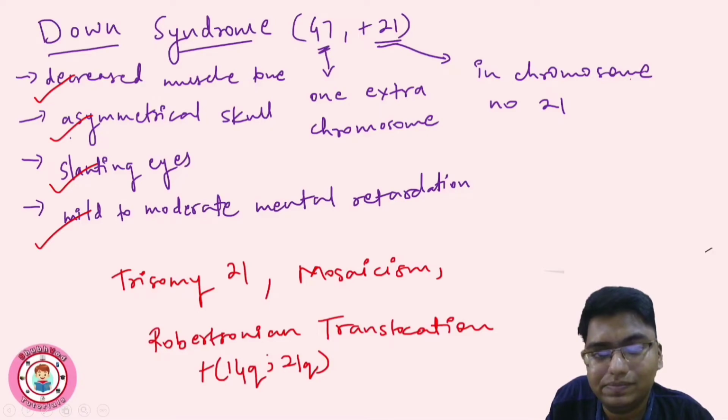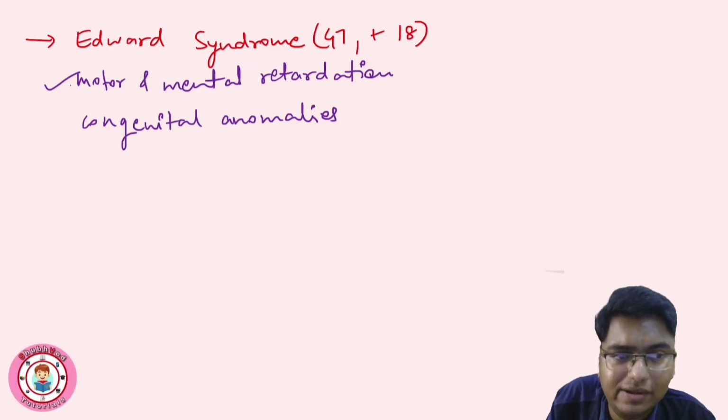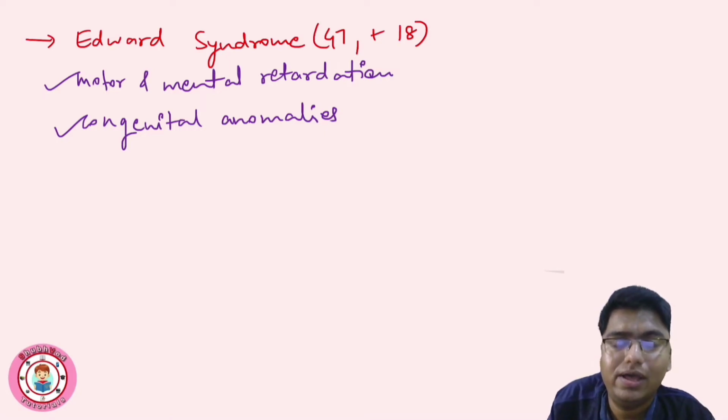And the next is Edwards syndrome. Here also there is one extra chromosome in 18, meaning chromosome number 18 has one extra chromosome. Characteristics are these: motor and mental retardation, congenital anomalies which lead to serious health problems. And 90% of the individuals die in infancy, and those who live past the first year are quite healthy.